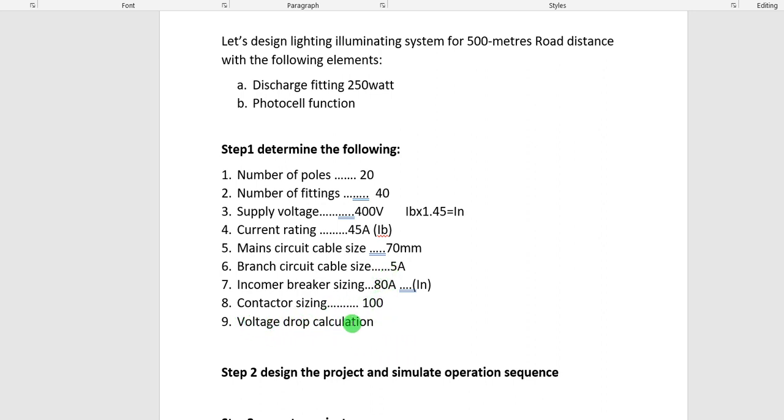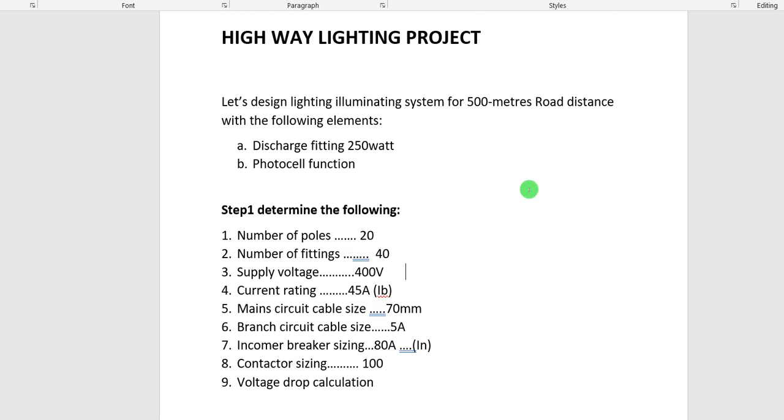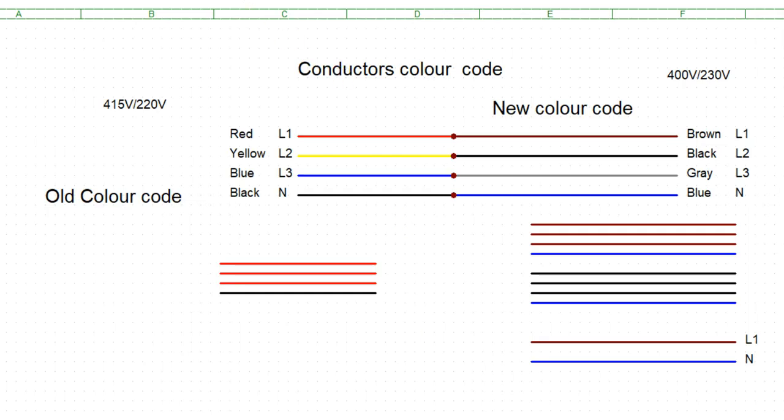So we are done with the voltage drop calculation. We have gotten the main switch, cable size, branch circuit, incomer, contactor, voltage drop, current rating and voltage. We are done with all of this. The next step is to go to our design software to see if we can put up some simulation.